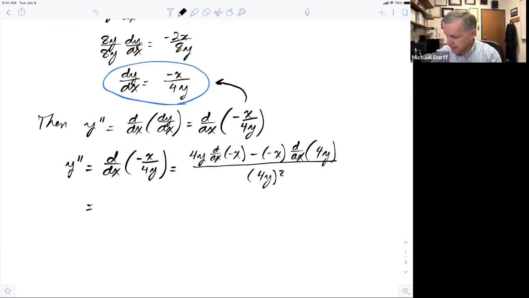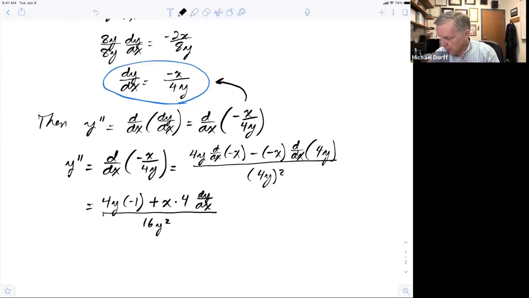All right, so that's going to give me a 4y. Now I take d/dx of negative x, and that's going to be negative 1. And then I have a negative x, so that's going to be a plus x. And then I do take d/dx of 4y, and that's going to be 4 dy/dx, all over 4y quantity squared, which I'm going to simplify to 16y squared.